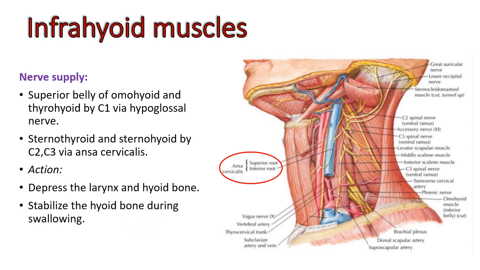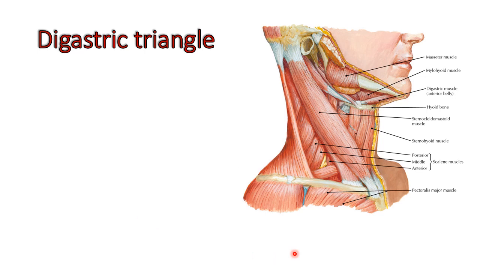So that is about the infrahyoid muscles. With this we have completed the submental triangle, and we have also completed the muscular triangle. Next we will pass on to the next triangle, which is the digastric triangle. Here you are able to see the digastric triangle.